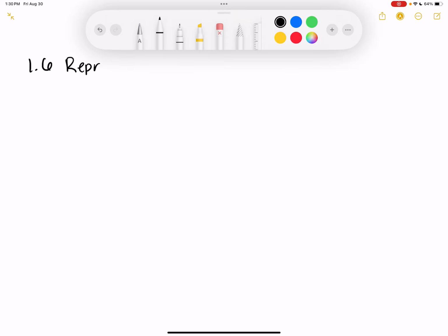1.6, represent functions as rules in tables.